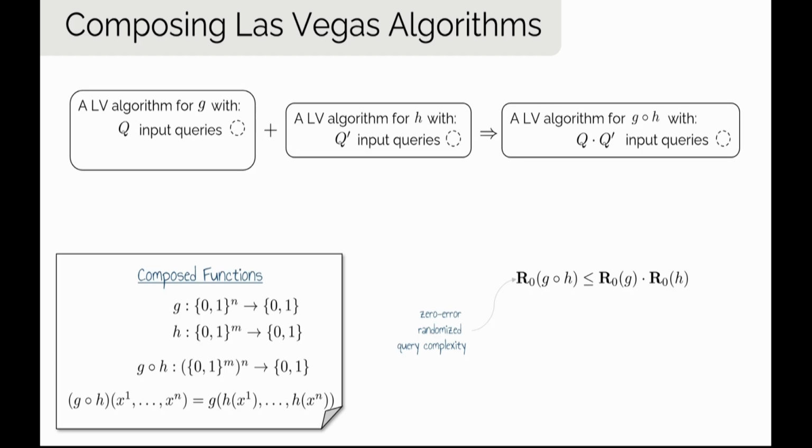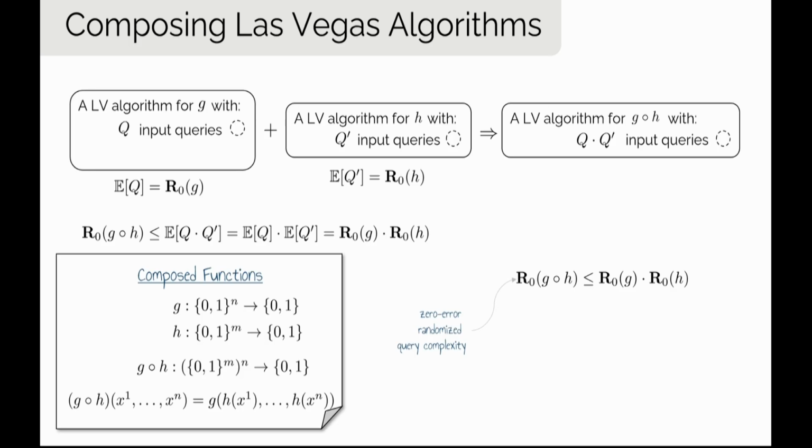Let's suppose that these are optimal, so these have optimal expected query complexities. Then we can see that of course the zero error randomized query complexity of the composed function is at most the expectation of this algorithm, which we could upper bound like this because of course Q and Q prime would be independent. And then this gives the claimed result.